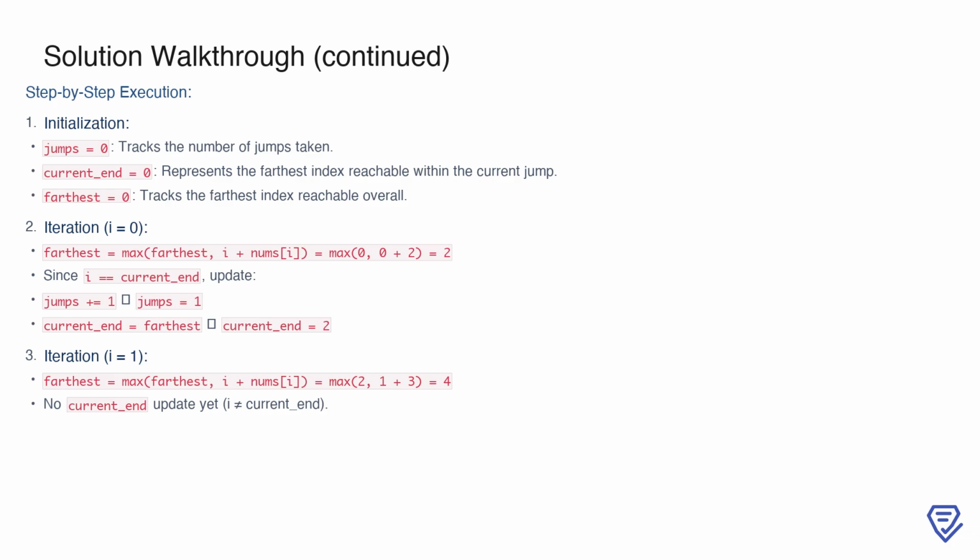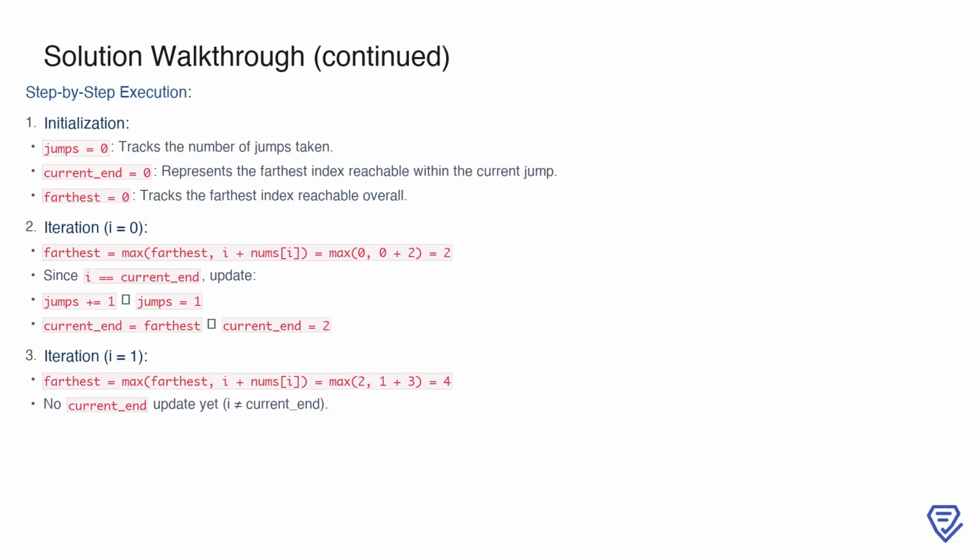Starting at index 0, we calculate farthest as the maximum of its current value and the sum of the current index and the value at that index. Here, farthest becomes 2, since max(0, 0 + 2) equals 2. Because we've reached the end of our current jump range, i equals current_end, we increment the jumps counter to 1 and update current_end to the value of farthest, which is now 2.